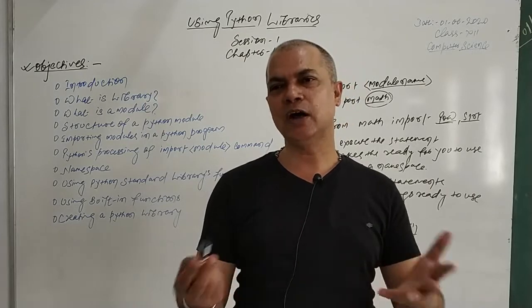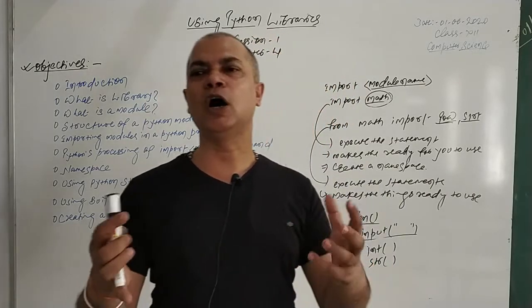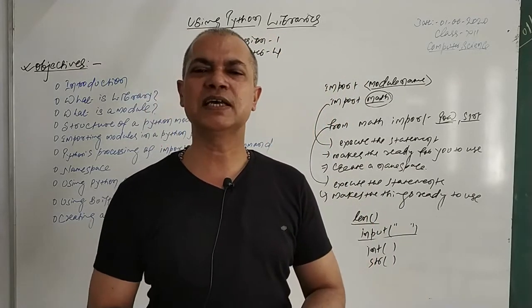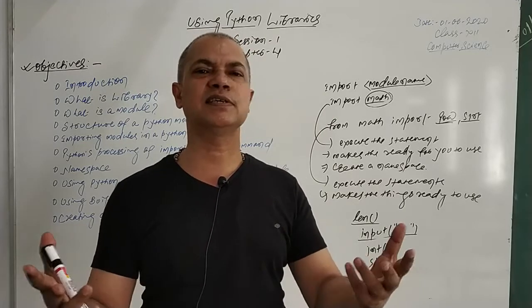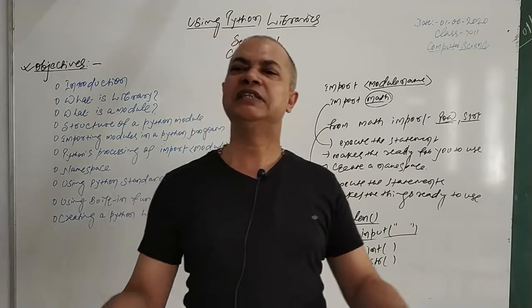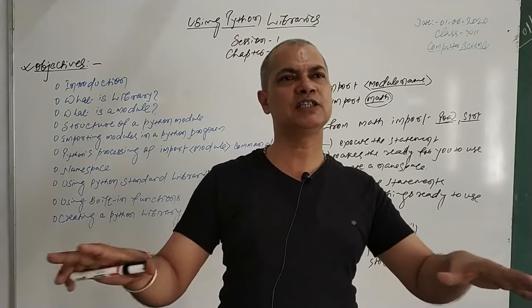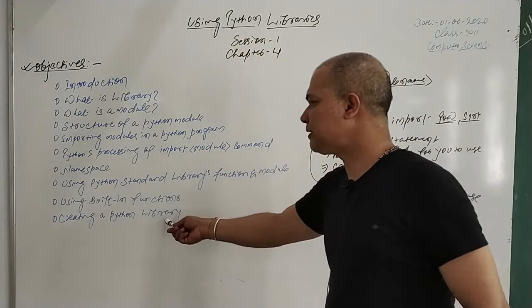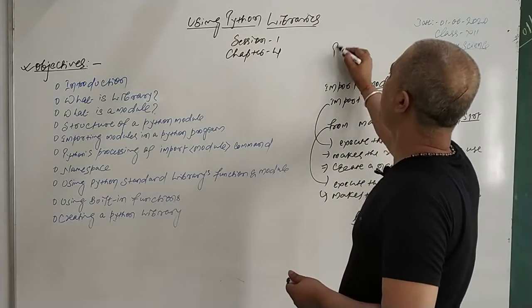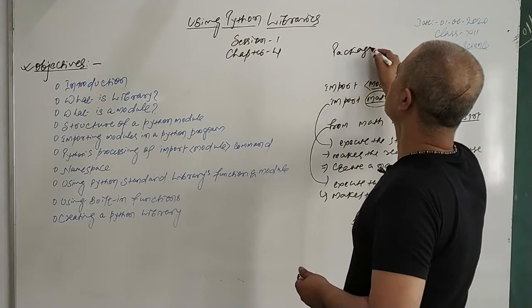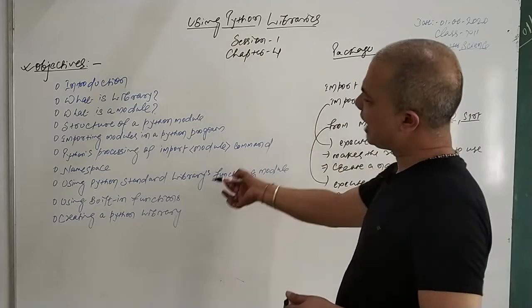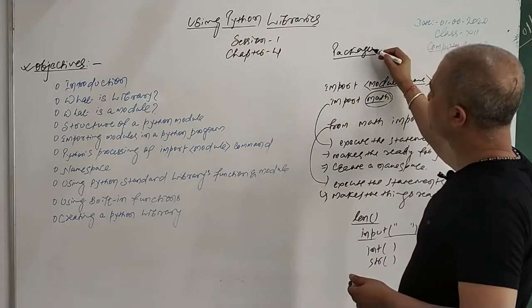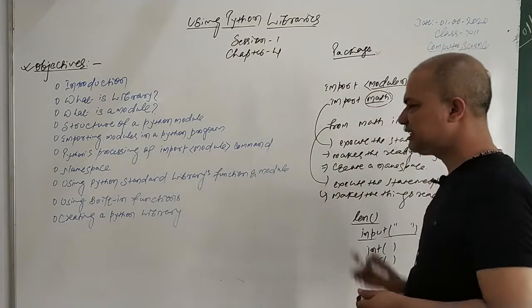A library, you can also say, is a package, a collection of things. As I mentioned, libraries are collections of functions and classes inbuilt in Python that can be used to perform a specific kind of task. The second name for a library is a package. Package and library are interchangeable. You can use either package or library.